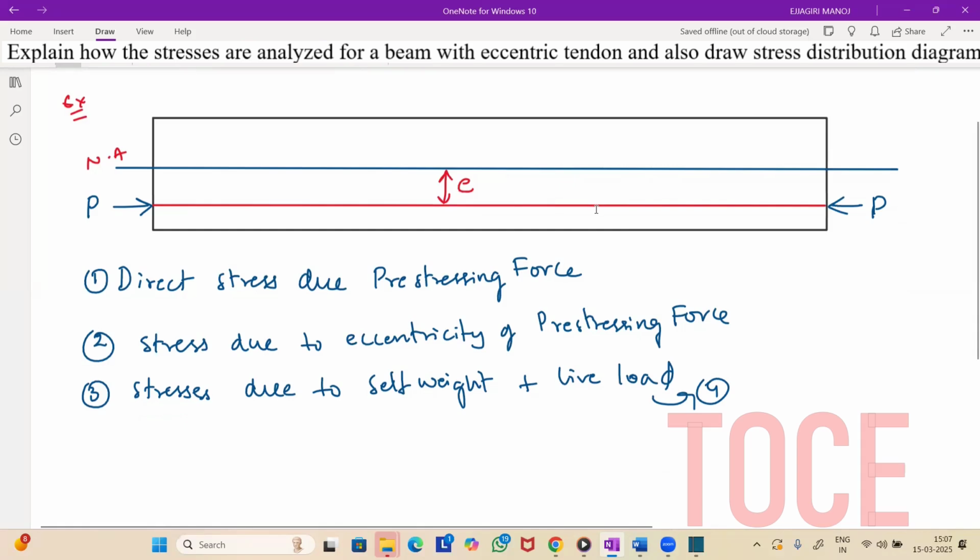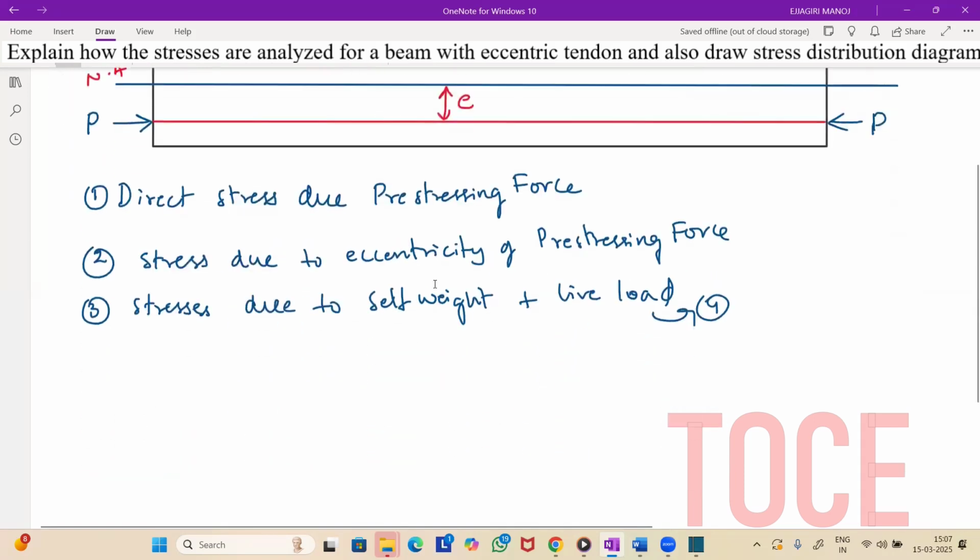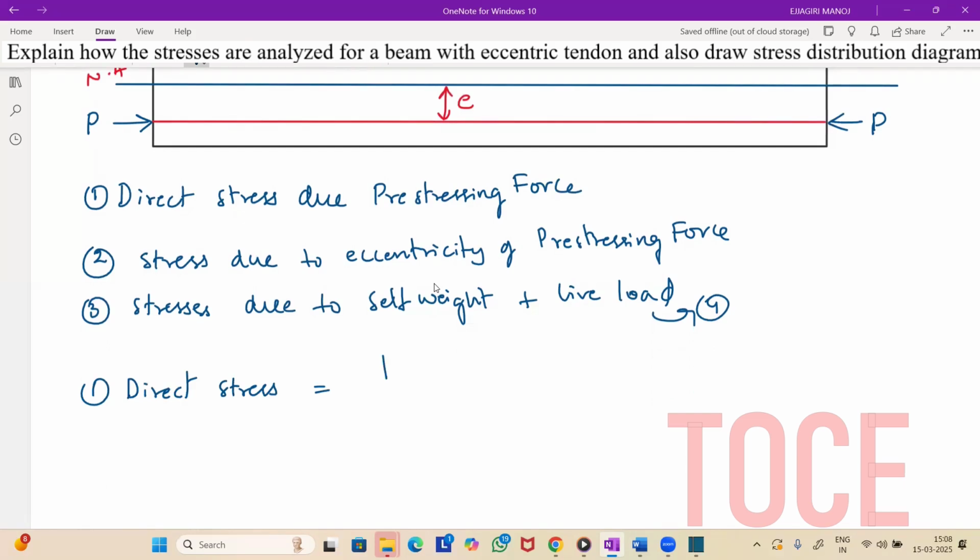Okay, so for this eccentric member, the tendon is provided with some eccentricity. In that case, the direct stress will always be positive. So that is P by A. So this is the area of concrete. P is the pre-stressing force divided by the area of concrete. Okay, so you'll get the direct stress. And remember this will be positive. Always this stress will be positive.